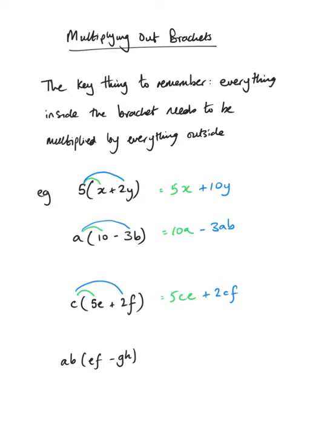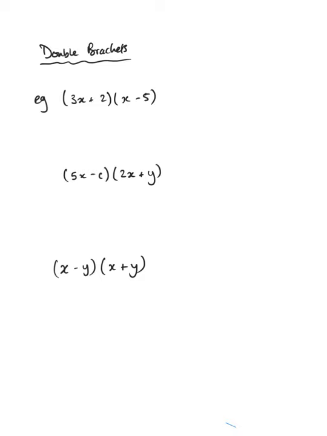And if I have a collection of letters, so ab times ef is abef, it's not really making any difference to what I'm doing at all, minus abgh. Now, it gets slightly more complicated when we have double brackets, but it's the same principle. I'm multiplying everything in bracket 1 by everything in bracket 2.